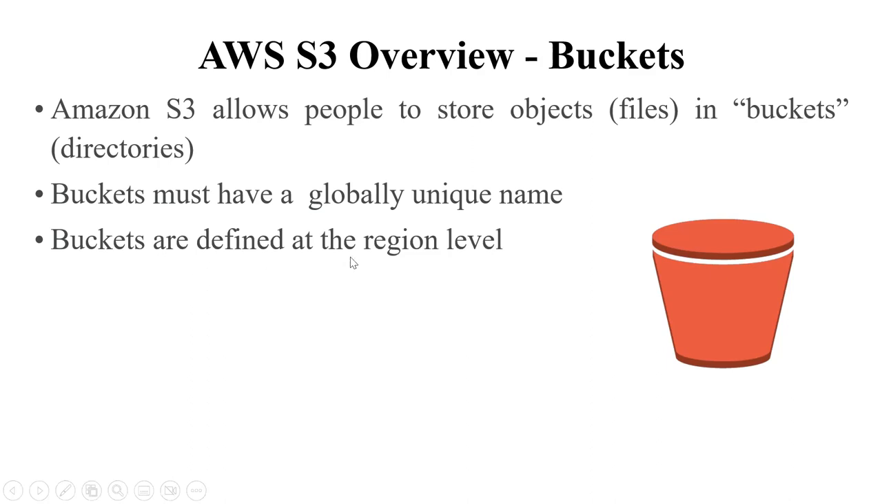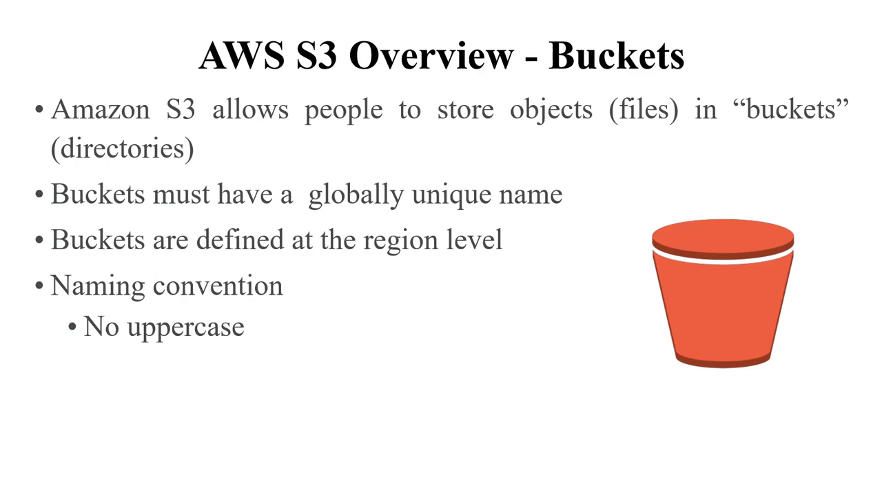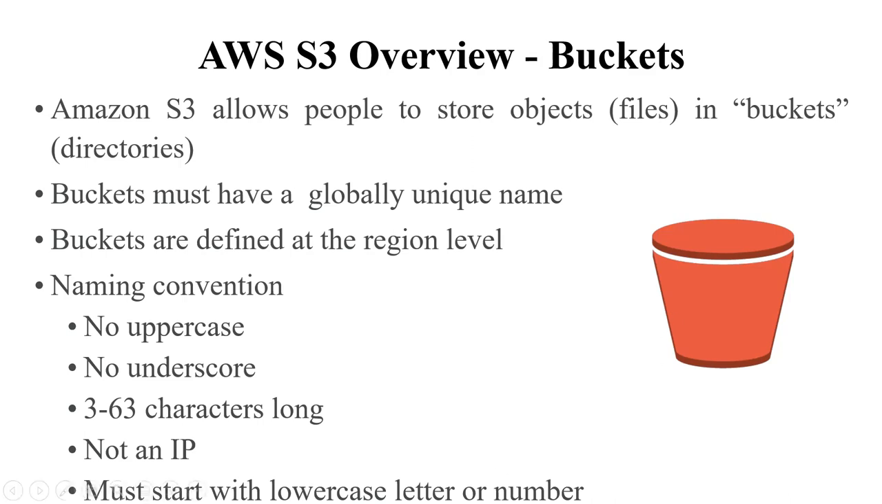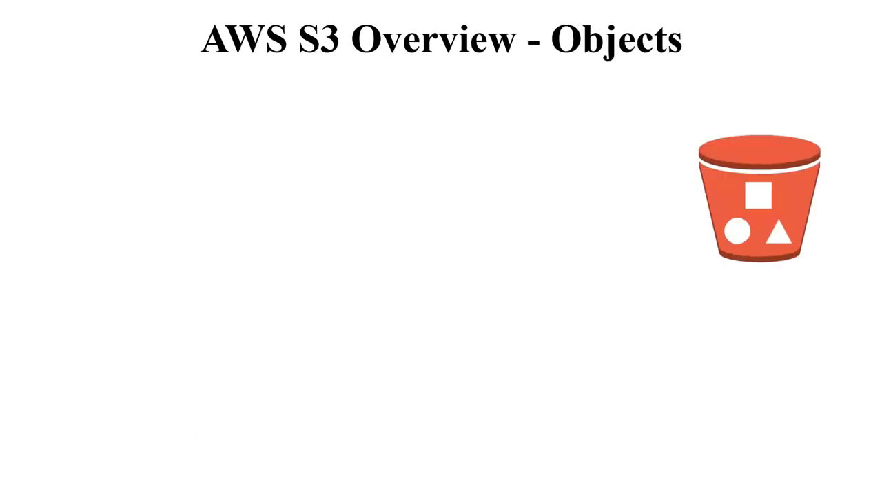Buckets are defined at the region level. Whenever we are creating a bucket, you need to specify the region, that is, the data center, during creation. There are naming conventions you need to follow while creating a bucket: no uppercase, the bucket name should not contain uppercase; no underscores; minimum 3 characters and maximum 63 characters; it should not look like an IP address; and it must start with a lowercase letter or number. These are the naming conventions we need to follow whenever we are creating a bucket.